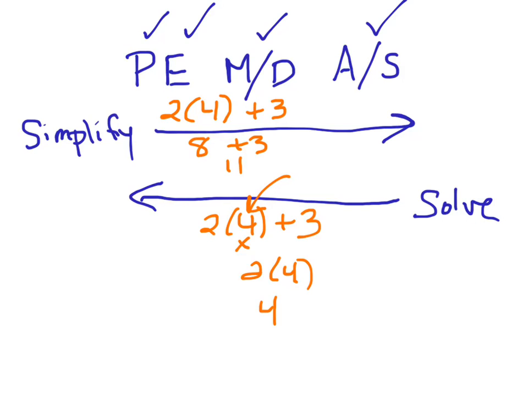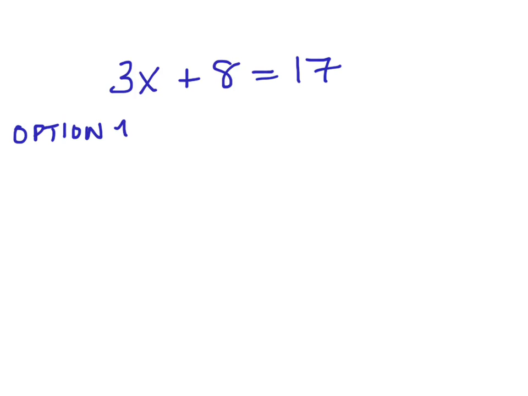All right, so the long answer is that you can do either step that you prefer first, as long as you do it correctly. All right, so let's look at one more example. If we had 3x plus 8 equals, let's do 17. Okay, so then option 1, all right, I can subtract 8 first to get 3x equals 9, then divide by 3 to get x equals 3.